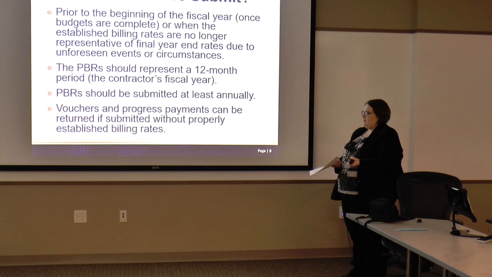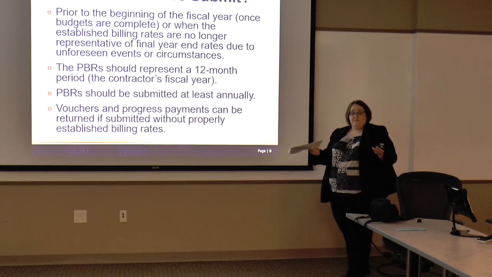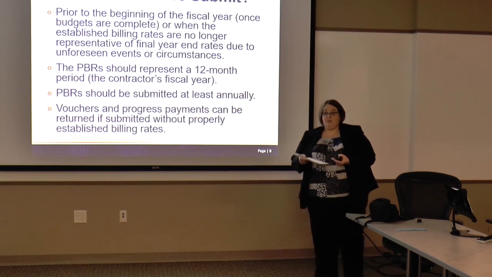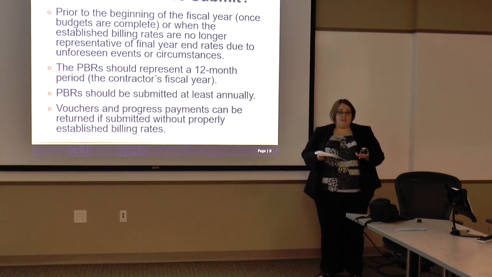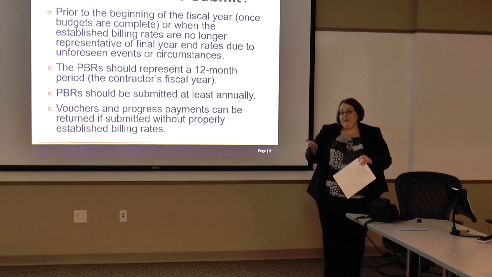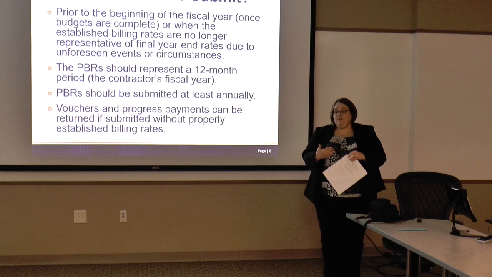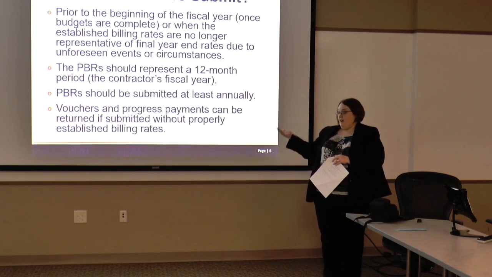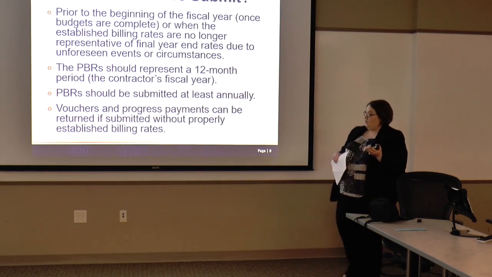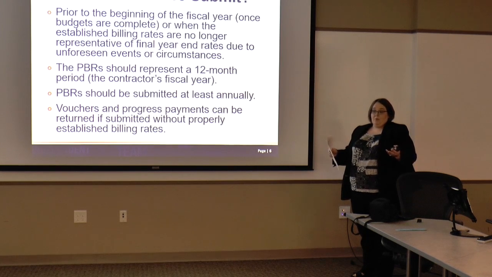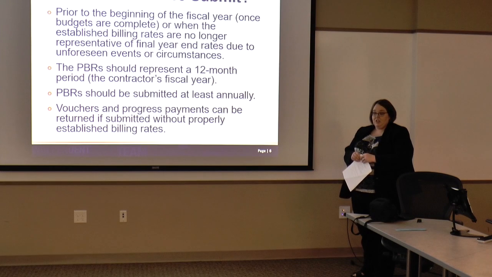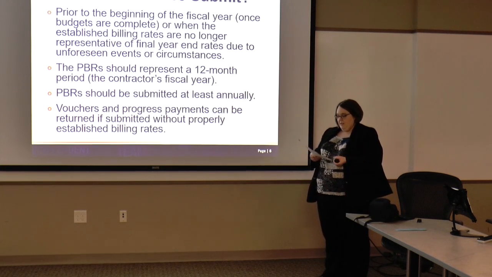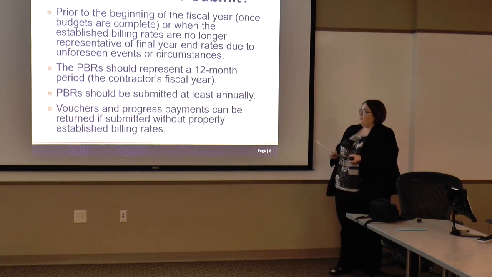And vouchers and progress payments can be returned if submitted without properly established billing rates. So if you submit a public voucher and we don't have properly established billing rates, say we don't have information from you that we've requested to establish these billing rates, we may reject the voucher for payment. If we're responsible for establishing them and we don't get a submission, we may ask for information. And if you're non-responsive, and you have rates in your voucher as you should, then we don't know what's right, wrong, or different. We don't have anything to support it. We don't know where it's coming from. So we would usually reject that voucher. So again, it's important to submit them early and prior to the beginning of the fiscal year if possible, so that we have time to review.